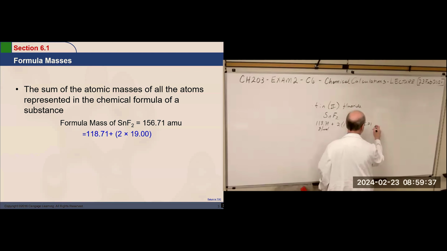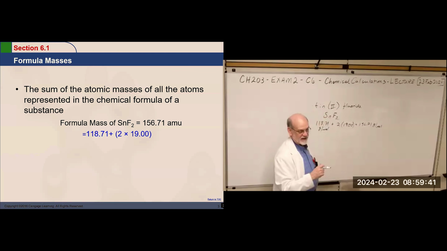So what does that mean? Grams per mole of what? Grams per mole of that formula. Okay. So remember, if we have 1 mole of that formula, we have 1 mole of tin, and we have 2 moles of fluorine.